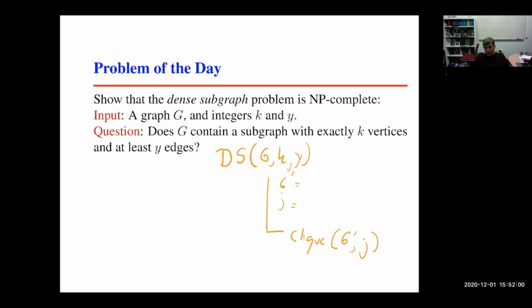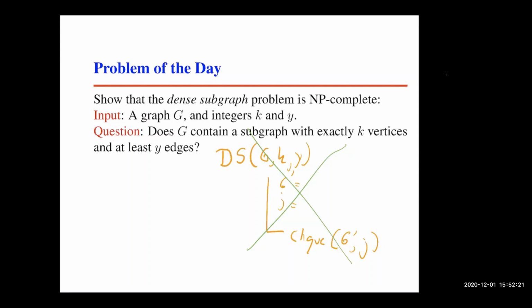Here you're showing me a way to solve densest subgraph using clique. This, I claim, is not going to help us because all we know about clique is that it's hard. Does anyone want to make an alternate proposal of what the strategy is?